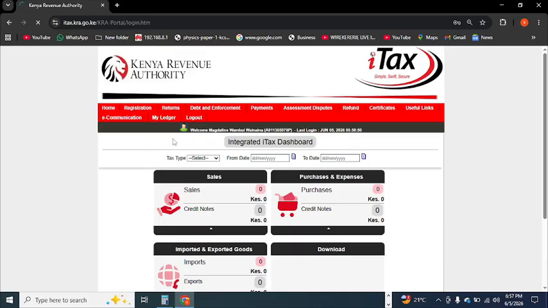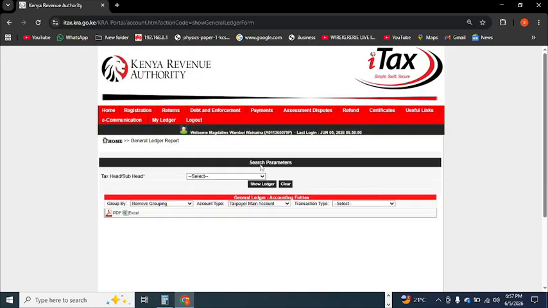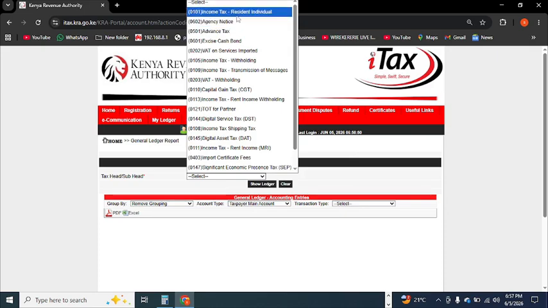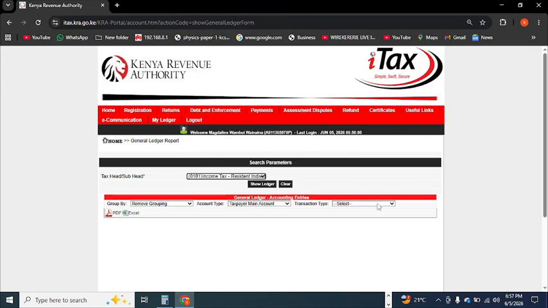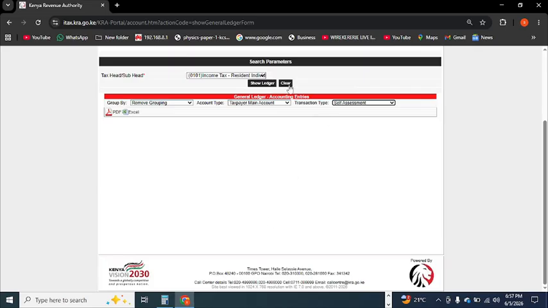So this is the general ledger. We need to get to where we have general ledgers. We just give them time to open, because right now I think the system is a bit bulky. So we shall come to where we have the tax head. For the tax head, we shall choose income tax, and for the transaction type, we shall choose self-assessment, and then we need to hit show ledgers.